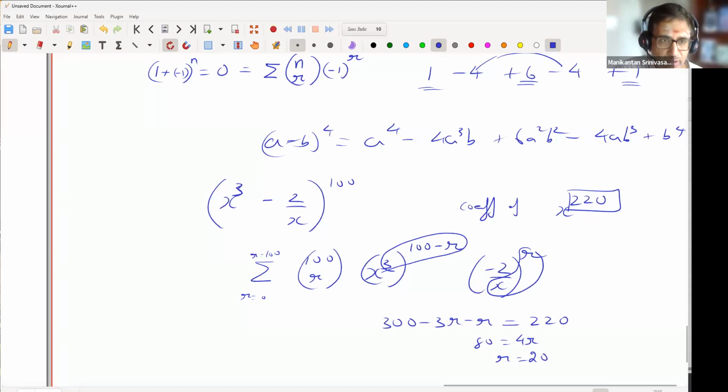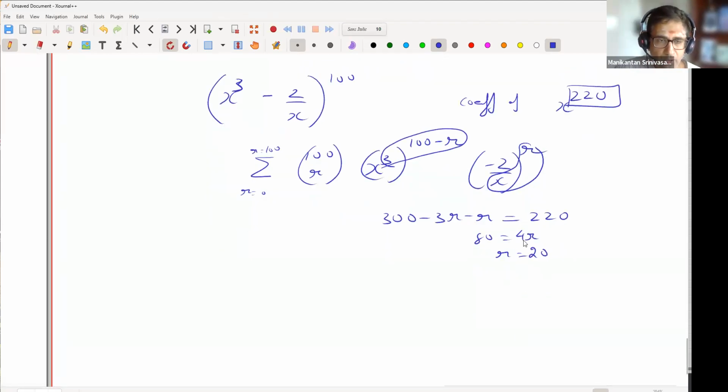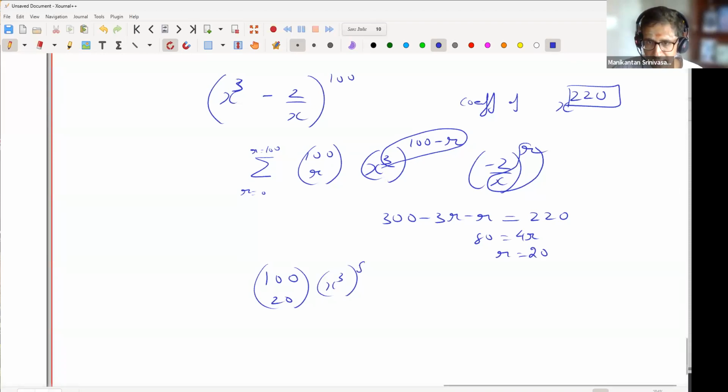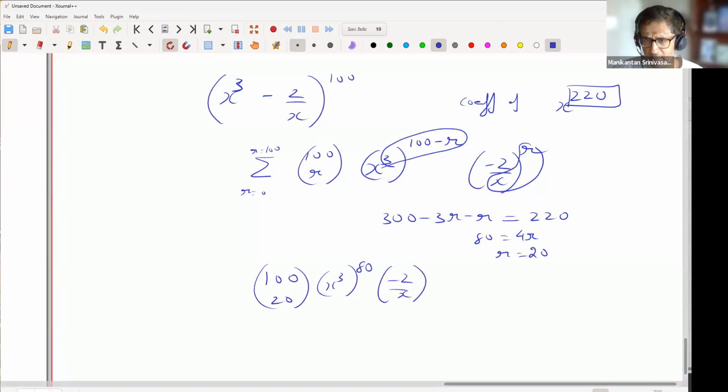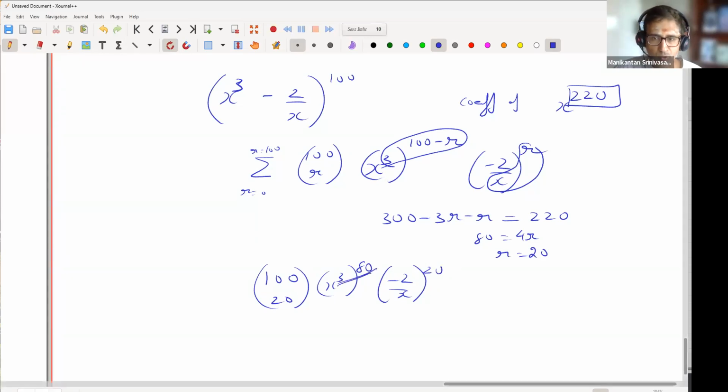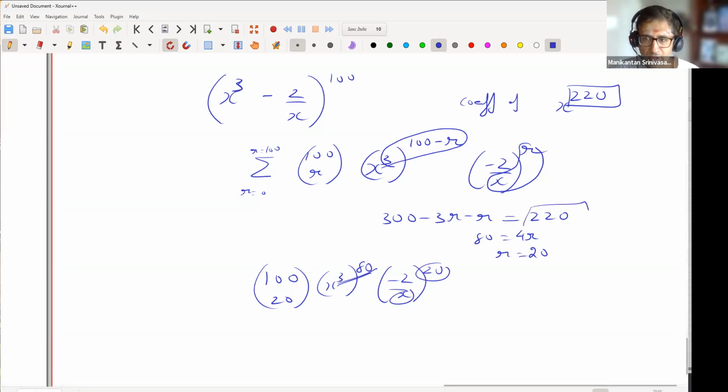Which means the 21st term, or if you're counting from the 0th term, the 20th term in such a case. So the term that we are seeking would be 100 choose 20 times x power 3 power 80 times minus 2 by x power r, where r is 20. And you can just check it. 3 times 80 is 240. x times 20 is 20 with a negative sign. Therefore, 240 minus 20 is 220. Therefore, you have your x power 220, and that finishes the question.